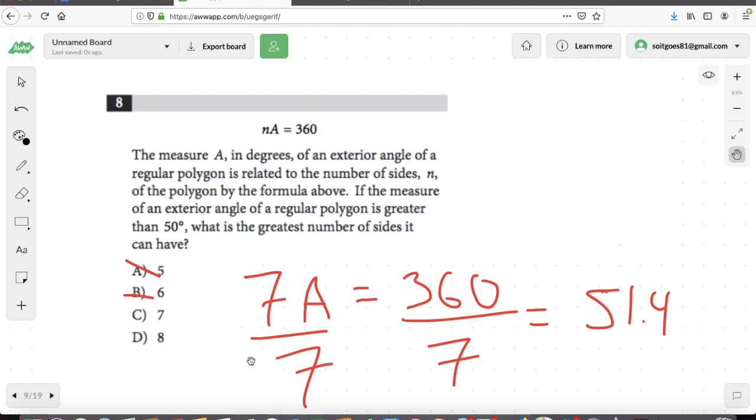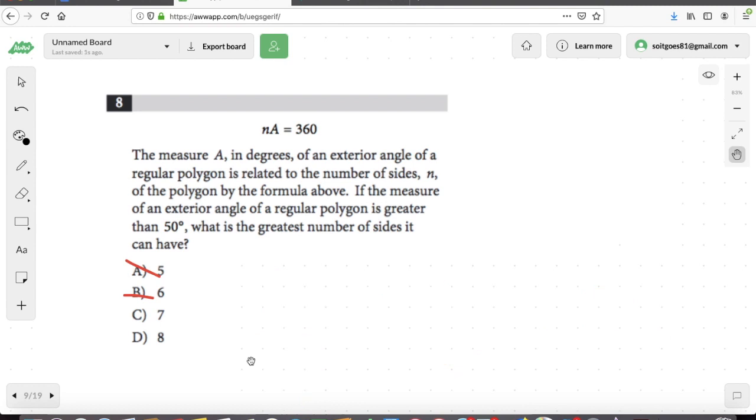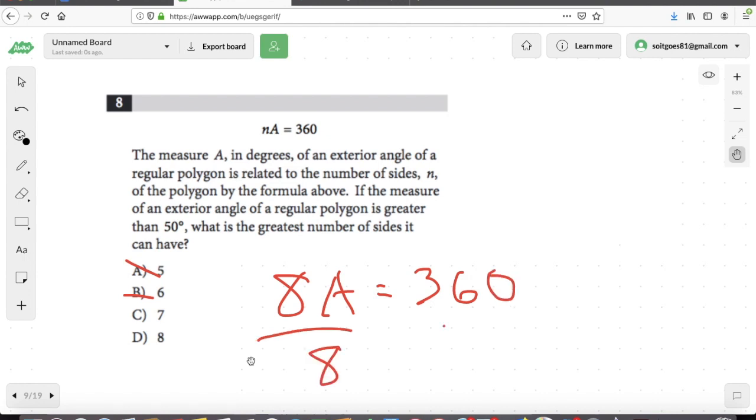Okay, let's try answer choice D. So it's 8A equals 360. Divide both sides by 8 now, which should be pretty obvious. Is that going to give us something bigger than 50? No, I don't think so, because 400 divided by 8 would be 50. So if we take something smaller than 400 and divide by 8, it shouldn't give us 50. Let's confirm it. Plug into the calculator real quick. All right, 45. So we can eliminate answer choice D and confirm it's answer choice C.